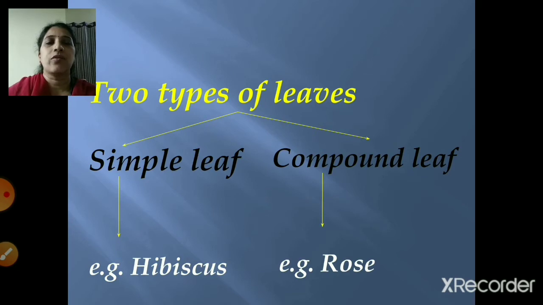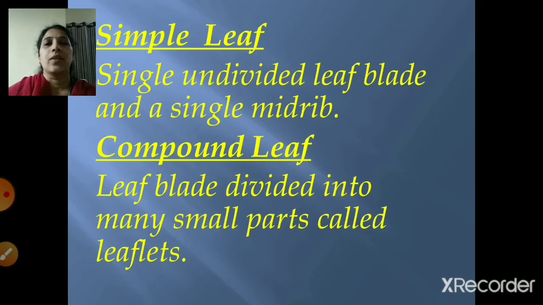There are two types of leaves, simple leaf and compound leaf. Now you can take the example for simple leaf as hibiscus and compound leaf as rose. Now what is a simple leaf? The leaves of some plants have a single undivided leaf blade and a single midrib. Such leaves are called simple leaf. And the other type is compound leaf. Leaves of some plants have a leaf blade which is divided into many small parts called the leaflets.